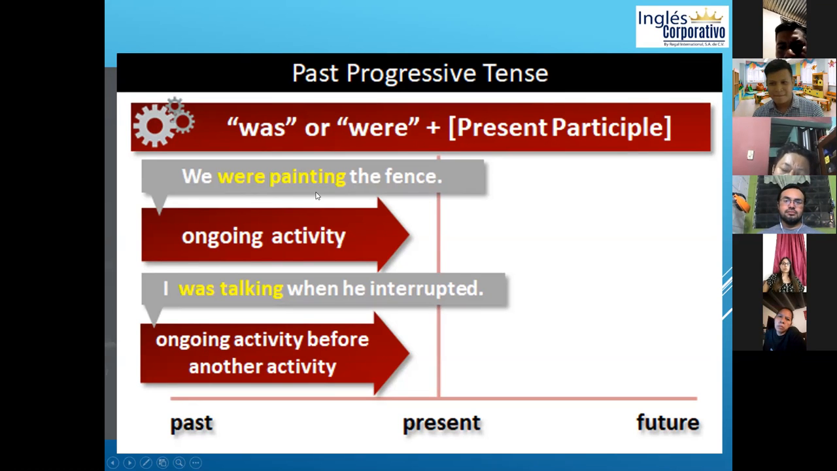Nosotros pintábamos. Estábamos, nosotros pintando. Estuvimos pintando. Ok, yeah, really good. Nosotros estuvimos pintando la fachada o esa valla, right? Okay, muy bien. Entonces, as you see here, estábamos pintando in the past, right? Okay, an ongoing activity, basically. Okay, the second example, Daisy, can you read it, please?